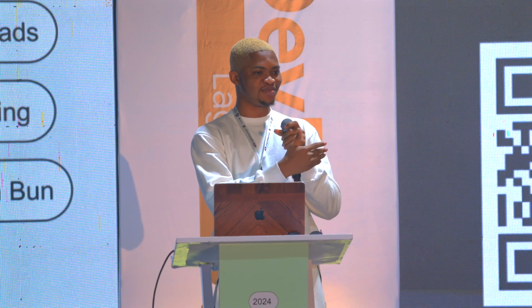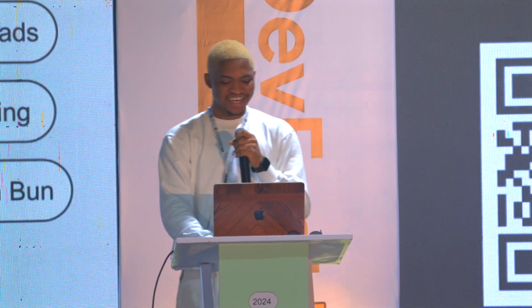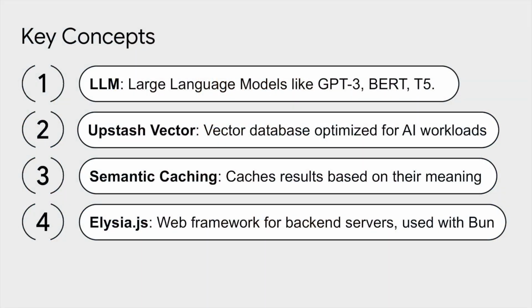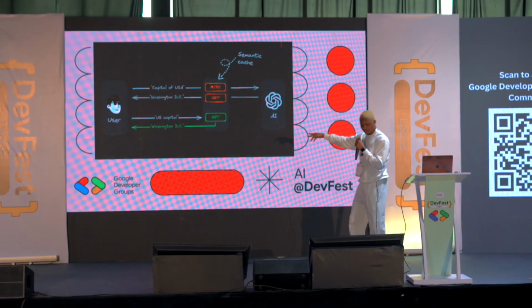You can leave now if you want to go, but let me just show you if you're going to stay. So, Elysia.js, a web framework for backend servers, uses Bun. Essentially, this is what the process is like that I've been talking about.